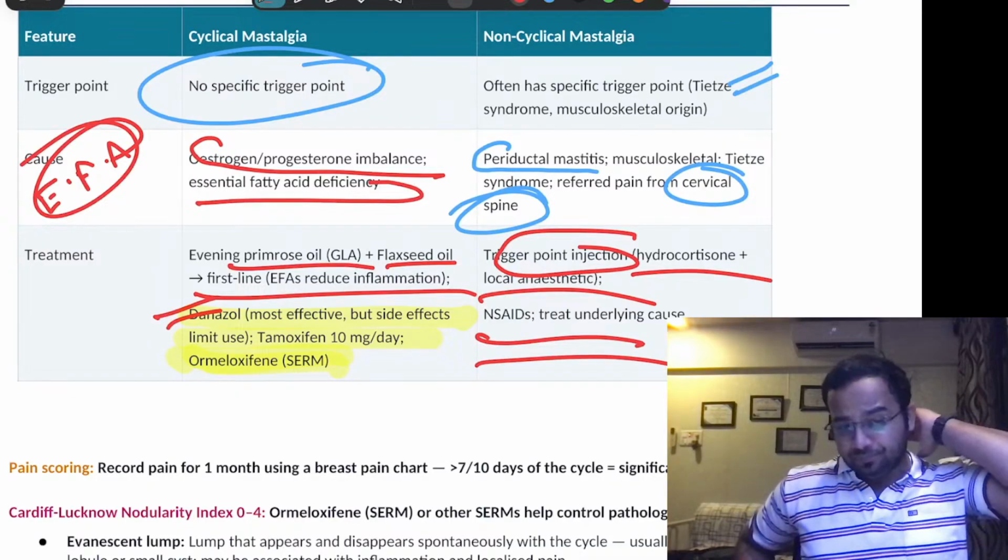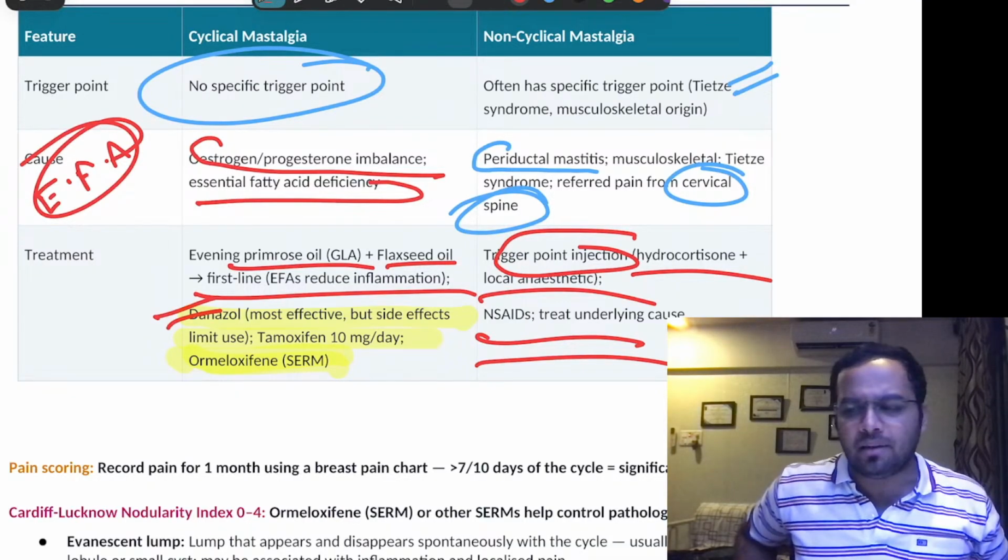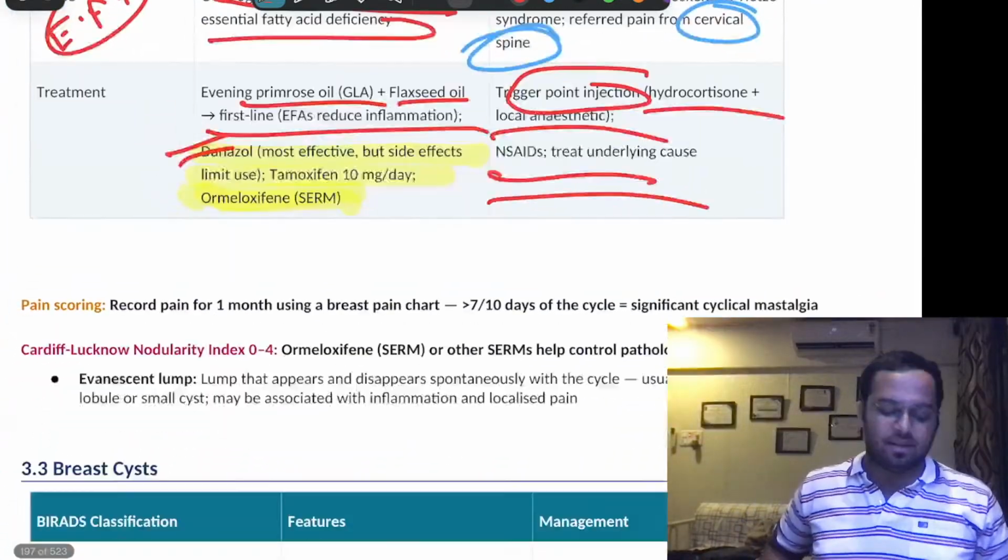If there is cervical pain, a slip disc, or a problem with the spine, you are going to treat it primarily. Very much important for you to know.